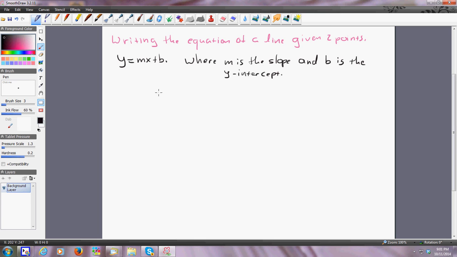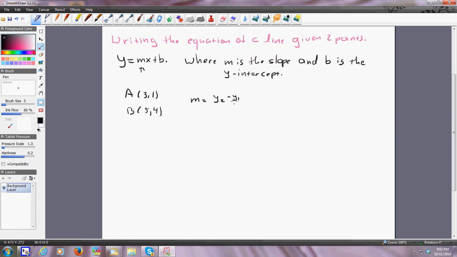So in any event, let's say I had 2 points. I had point A, which is (3, 1), and I had point B, which is (5, 4). The first thing we need to do is calculate the slope.